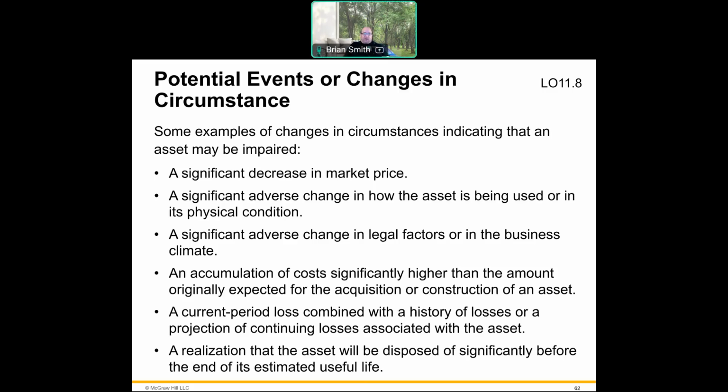Adverse change in legal factors. You are using something that no longer is allowed to be used due to serious health issues, right? You're using something that's kicking off radiation. You didn't know it. All of a sudden, you realize it's kicking off this major radiation. You got to shut it down. It's impaired. Normally, you depreciate it. It's impaired. Okay.